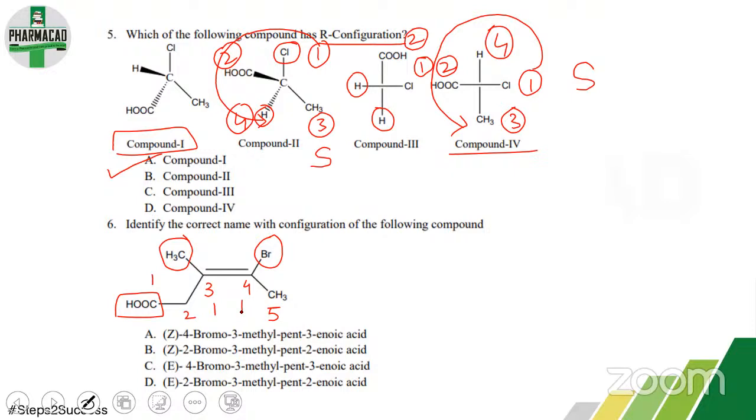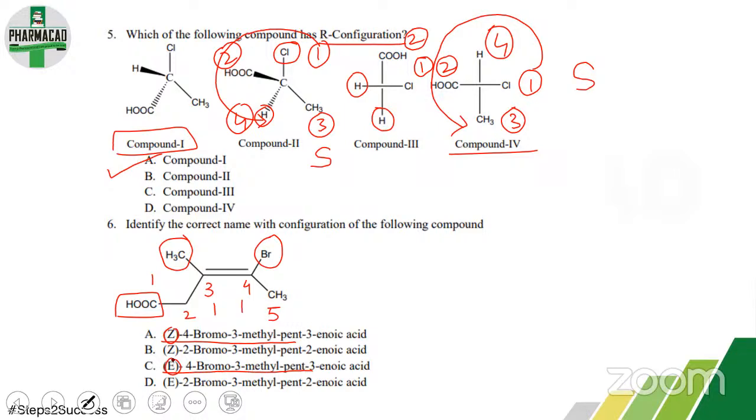So we have to check the options in which we are having 4 bromo and 3 methyl. So 4 bromo and 3 methyl, we are having two options over here, A and B. The only difference is in the manner of Z and E, whether it is in same manner or it is on the opposite plane, we have to check. So how we can check?